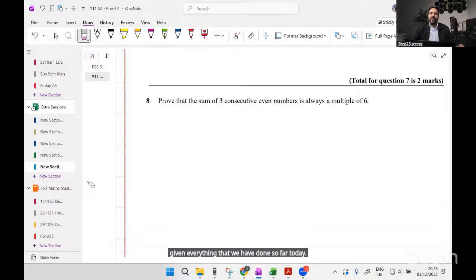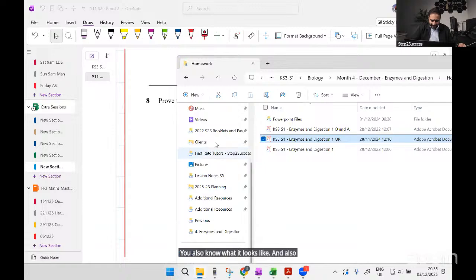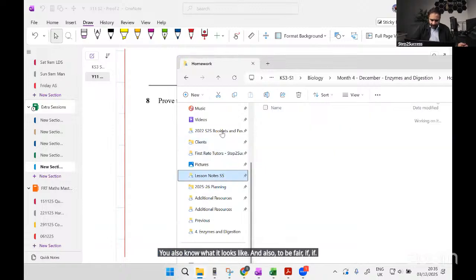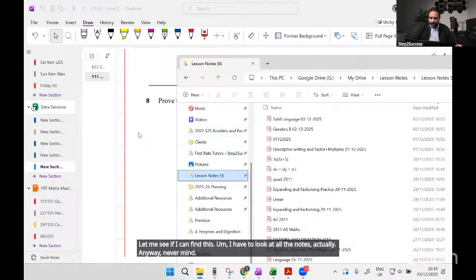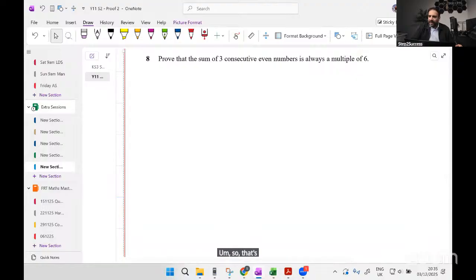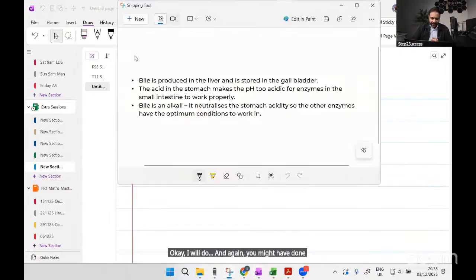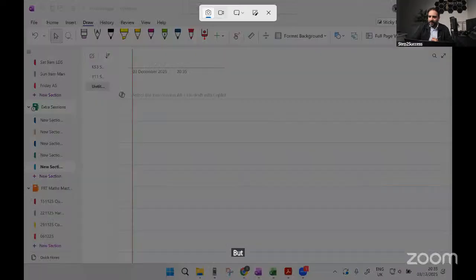An even number, you know what it looks like. A consecutive even number, you also know what it looks like. And also, to be fair, let me see if I can find this. I have to look at all the notes actually. Anyway, never mind. So that's that done. I was going to find one more proof question. Oh, that's too long. Okay, I will do this one. You might have done this in the lesson anyway, but I will do it because we haven't come across it just now.